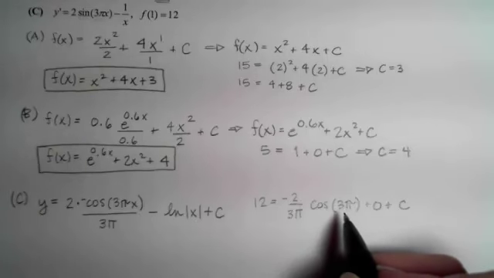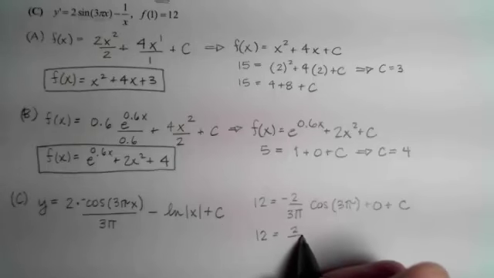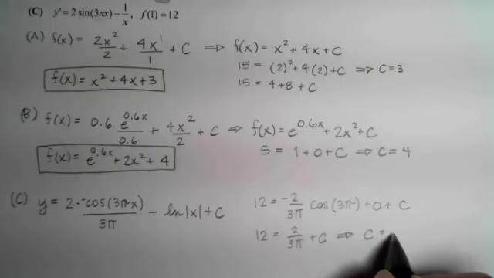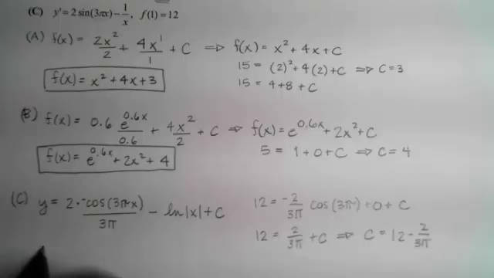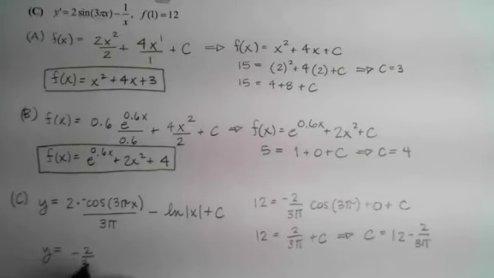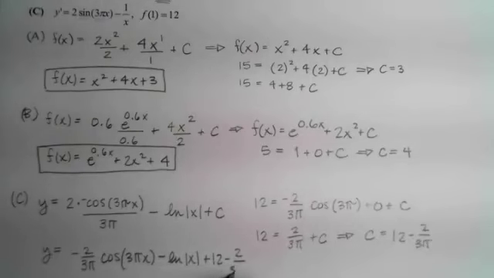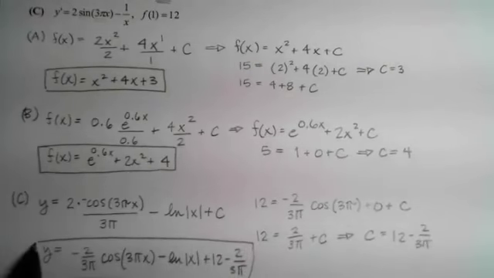Cosine of 3 pi is going to be a negative 1, so we get a 12 equals a positive 2 over 3 pi plus c, which means c will equal a 12 minus a 2 over 3 pi. And my function will be y equals a negative 2 over 3 pi cosine of 3 pi x minus log natural of the absolute value of x plus 12 minus 2 over 3 pi. Plug that c back in, and we're done.